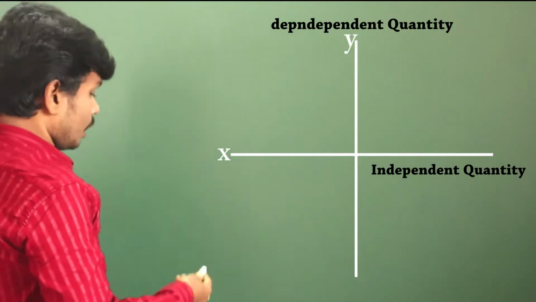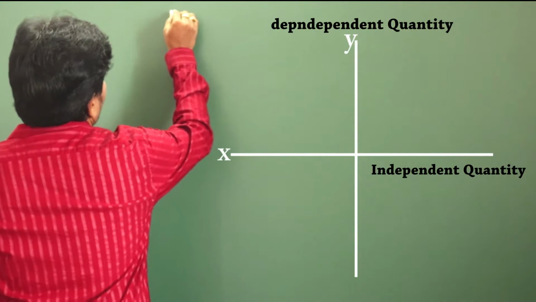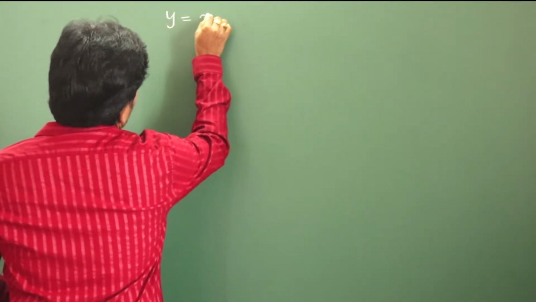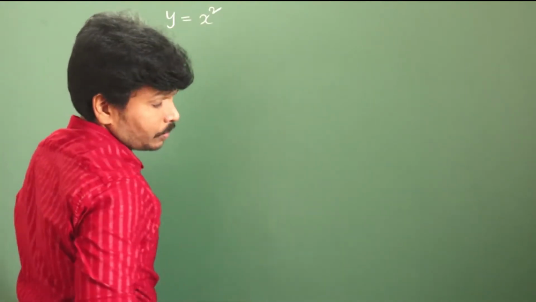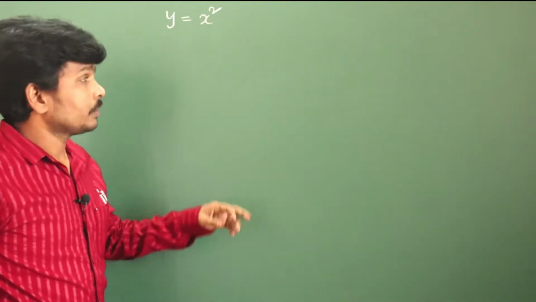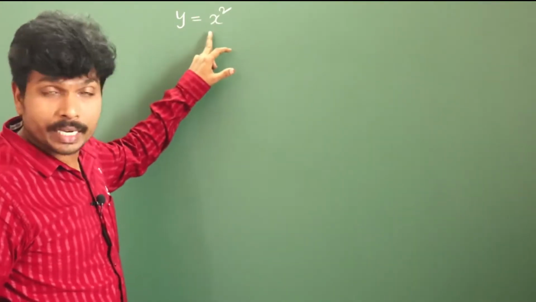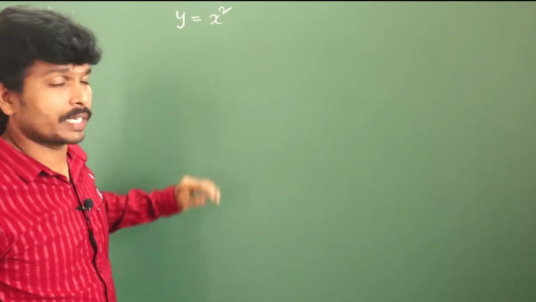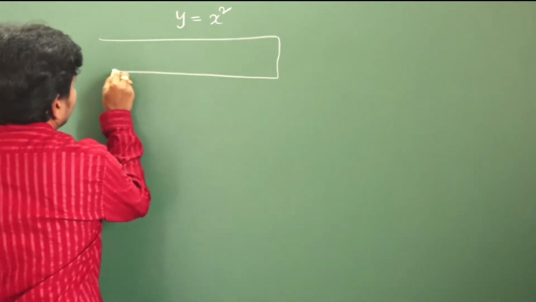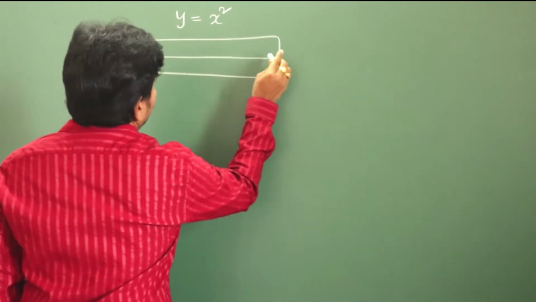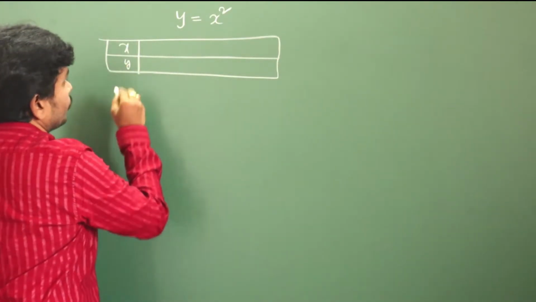Observe here, two quantities I am taking, x and y. Let y equal x square. Here x square is an expression, a quadratic expression or not? Yes, it is a quadratic expression because the x square term is there. Now prepare the table. x is nothing but an input and y is output.